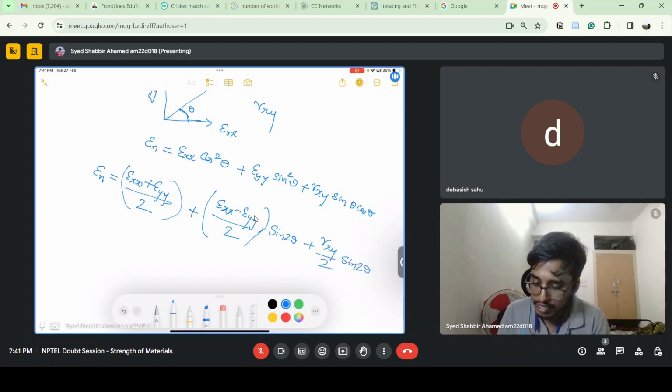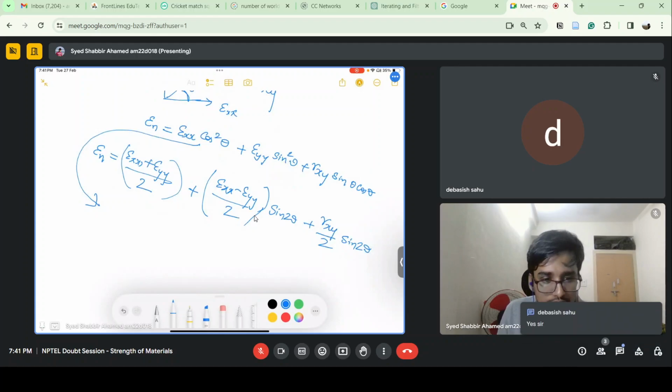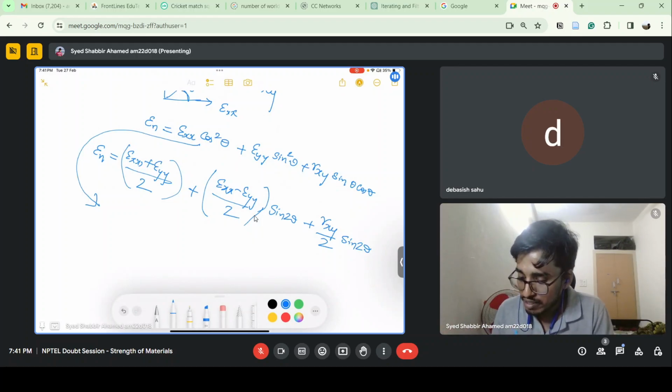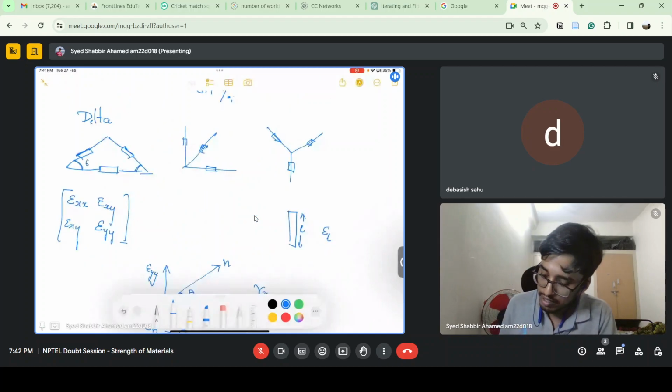So I hope you know this trigonometric identity, like instead of cos square theta, I can substitute. I hope I won't have to explain. So for a strain gauge, this delta rosette has angles like this: 60, 60, and 60. This is strain gauge A, this is strain gauge B, and this is strain gauge C.